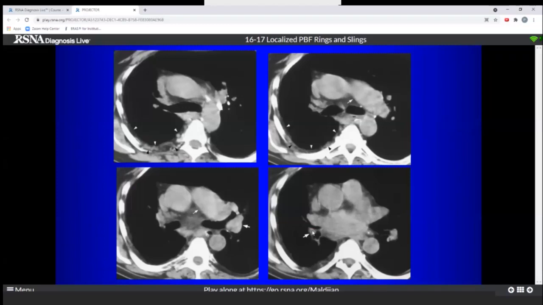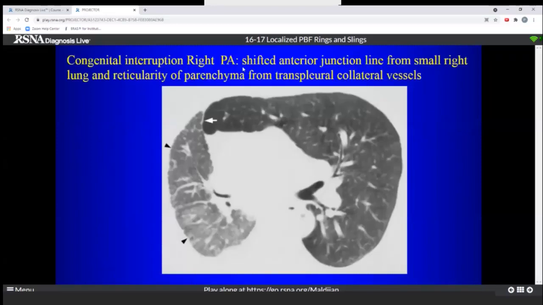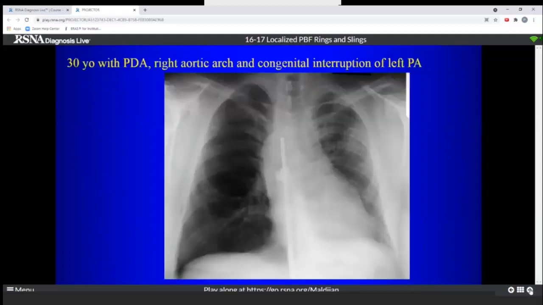Now, there may be reconstitution more distally, so you can see a small interlobar vessel more distally there on the right side. So, again, here's the CT showing the small right lung, showing the shifted anterior junction line. These reticular opacities here in the periphery represent collateral vessels, transpleural collateral vessels from the intercostal arteries, trying to supply the lung on that side.